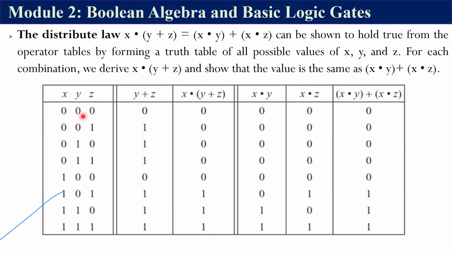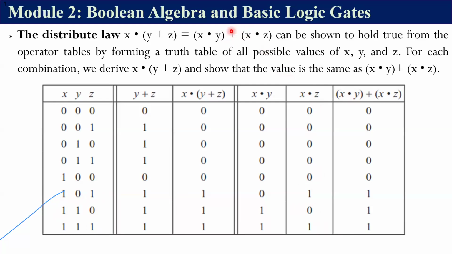0 and 0, it's giving us 0. 0 and 1, 0. 0 and 0, 0. 0 and 1, 0. 1 and 0, 0. 1 and 1, 1. 1 and 0, 0. 1 and 1, we have 1. So we are done with this. And then we go ahead to do the final operation here.